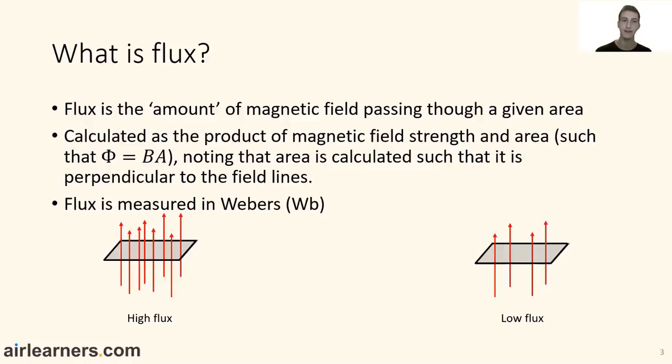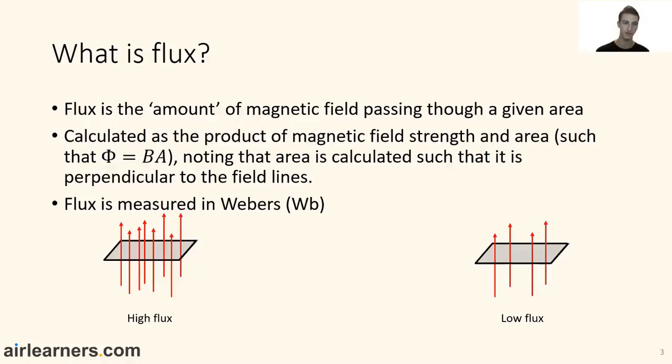We calculate it as the product of magnetic field strength and the area. And quite literally, the formula is therefore phi. That's the letter that's used to represent flux. So phi is equal to B times A, the magnetic field multiplied by the area. It's important to note that the area, when we talk about the amount of area for this calculation, is the area that's perpendicular to the field lines.